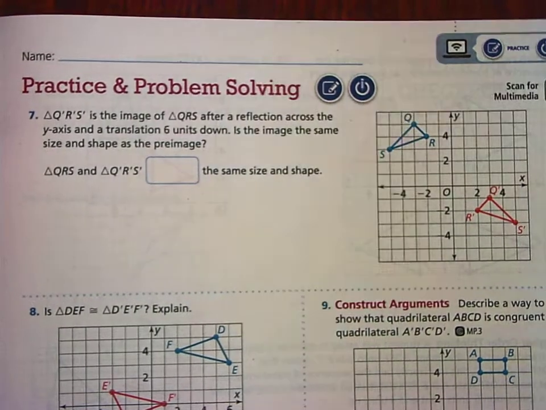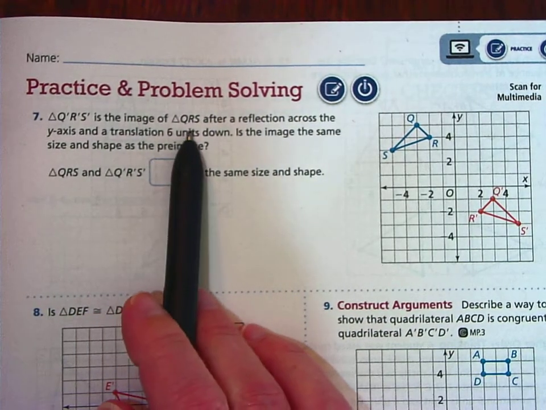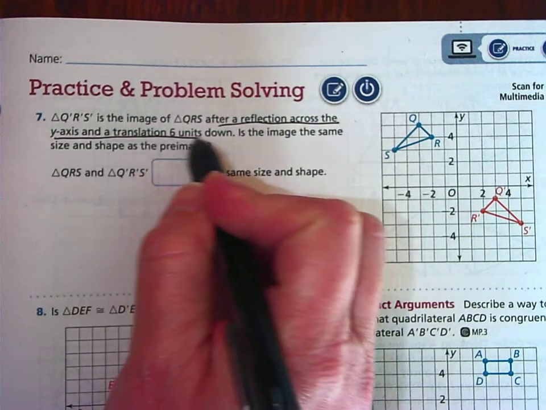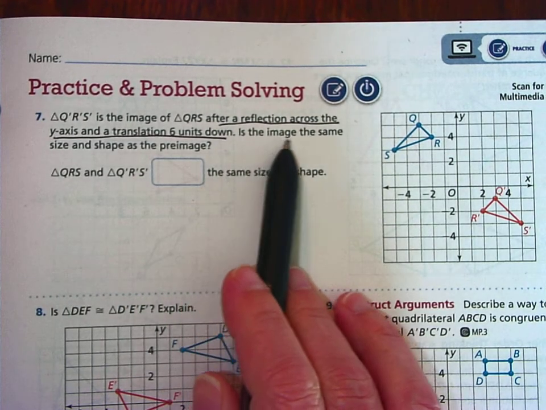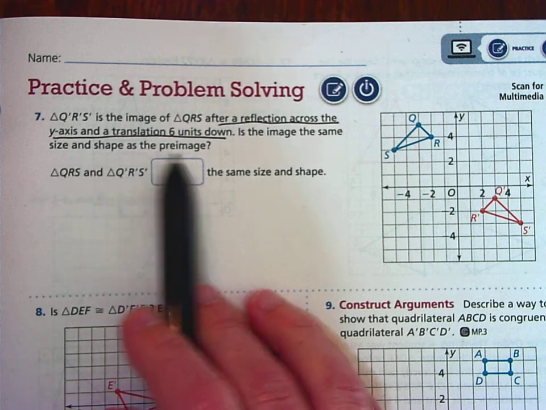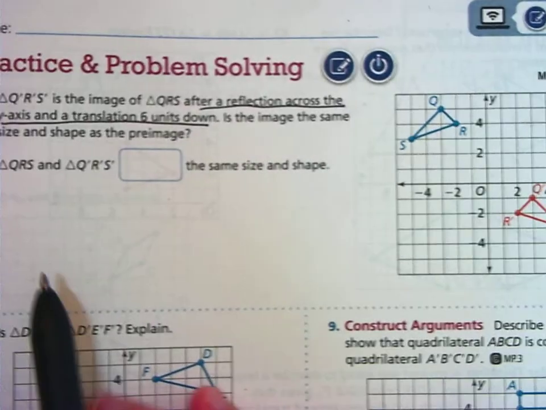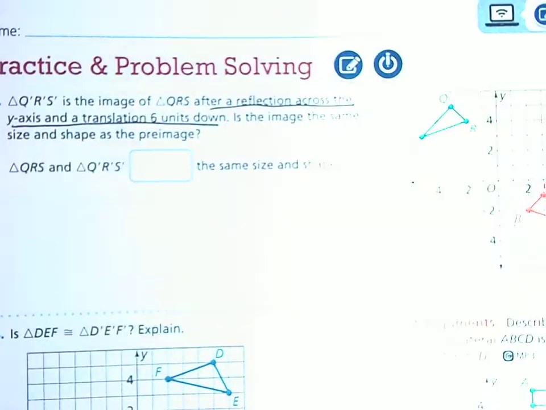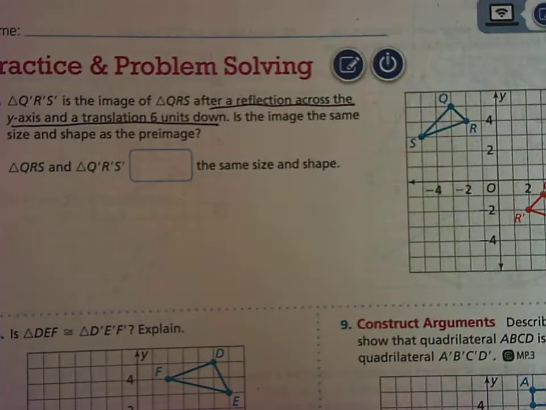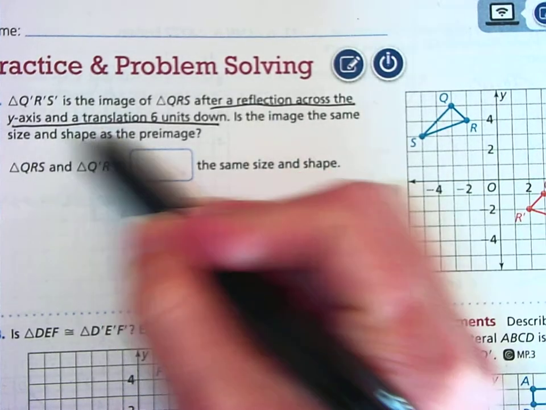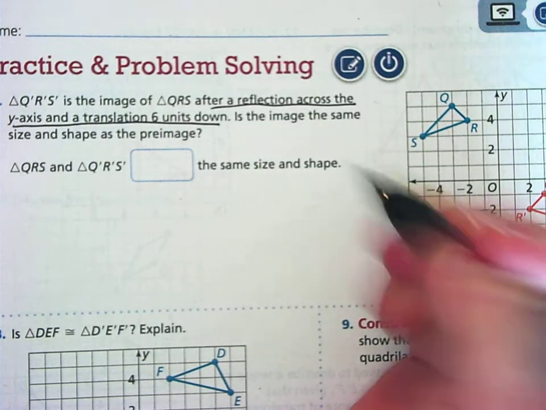This says triangle QRS prime is the image of QRS after a reflection across the y-axis and a translation of 6 units down. Is the image the same size and shape as the pre-image? Remember that reflections and translations do not change the size or the shape. They remain the same. So if you flip it and then you slide it into place, it's still going to be the same size and shape.